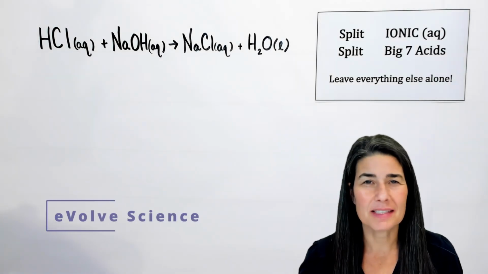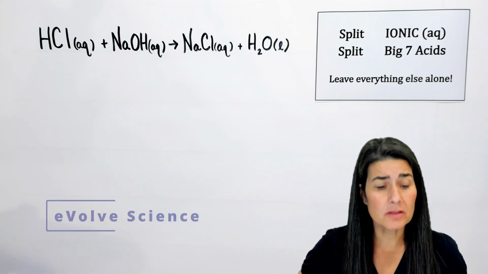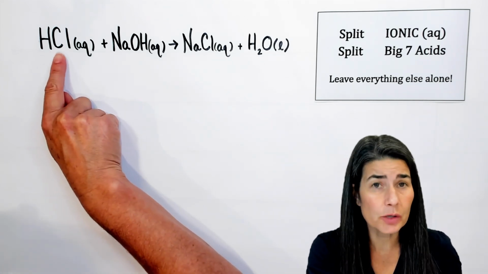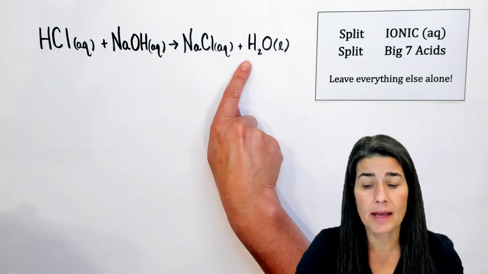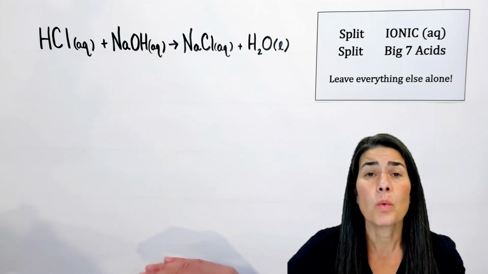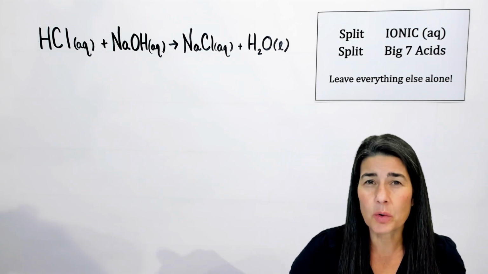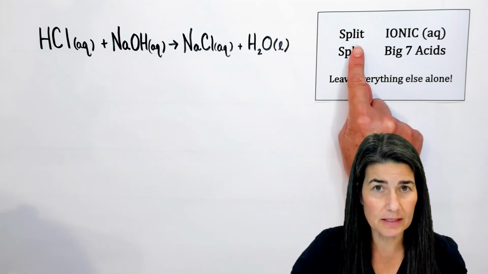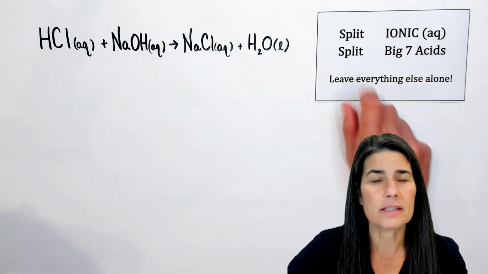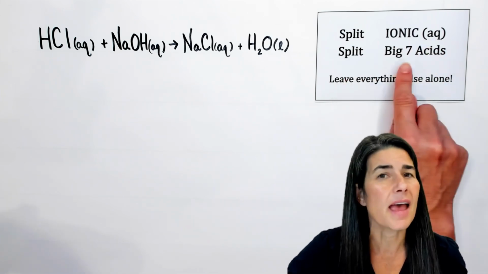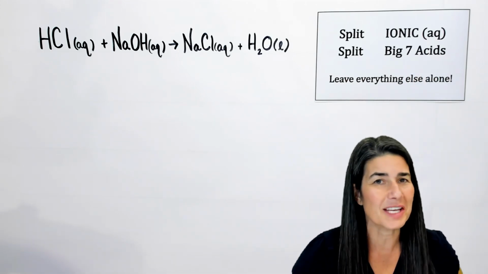Okay, let's try this example. Write the ionic and net ionic reaction based off of the reaction between hydrochloric acid plus sodium hydroxide to form sodium chloride and water. Now remember, we have to write an ionic equation first. In order to write the ionic equation, we need to split any compounds that are ionic and say aqueous, and we split apart into their ions any big 7 acids. Everything else, leave alone. So let's begin.